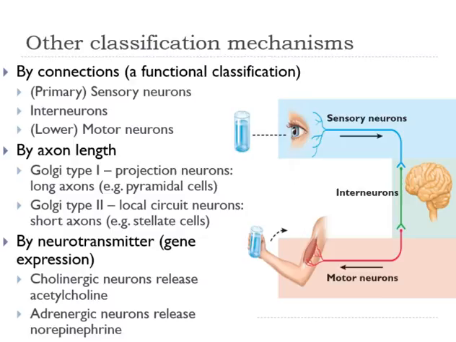In contrast, if they release norepinephrine, which is another really common, really important neurotransmitter, they're called adrenergic neurons. And there are other names for all the other kinds of neurotransmitters, glutaminergic neurons that are releasing glutamate, and so on.